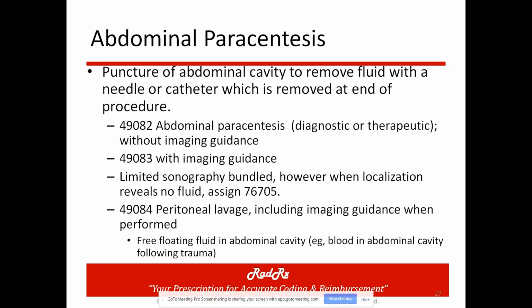And then what you'll see with these procedures is that they will do localization images, let's say ultrasound localization. That's typically what they're using for these. The localization images are going to be bundled into the abdominal paracentesis code there. But if you have a situation where they do those localization images, which basically is limited ultrasound imaging, if they determine that there's no fluid, then you will report code 76705 for those localization images if they determine there's no fluid.